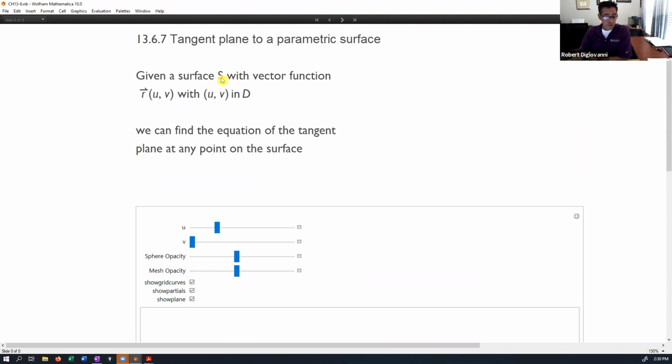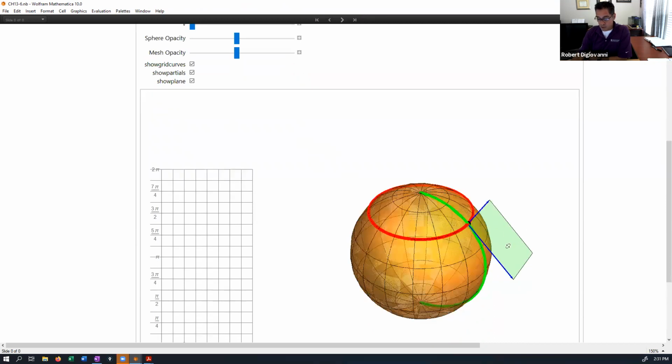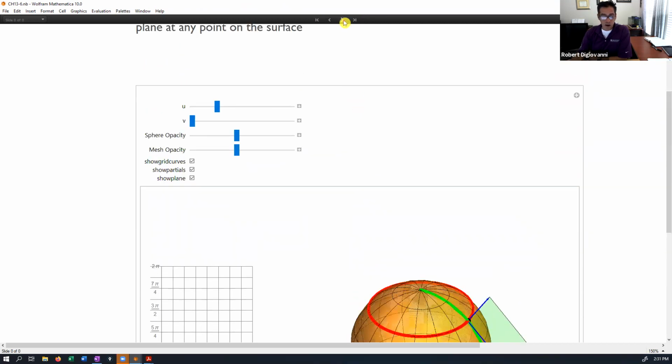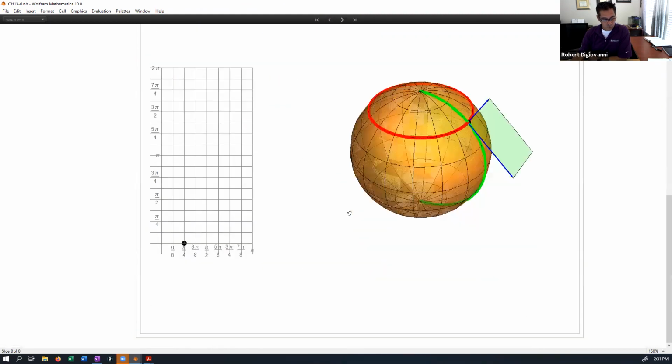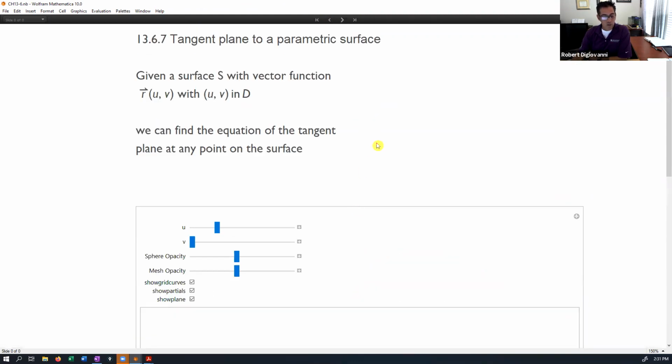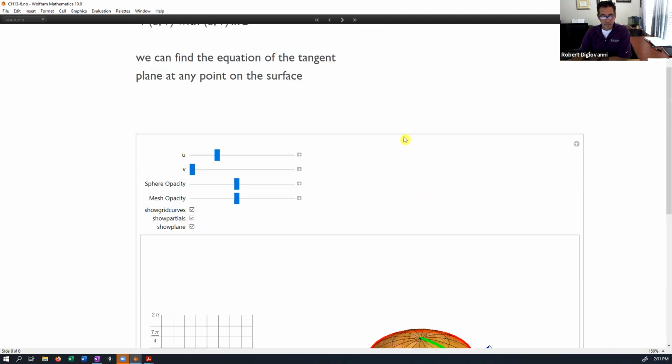So if we're given a surface with the vector equation, we can find the equation of the tangent plane at any point on the surface. So we will be able to find the equation of that plane, but it will require a calculation. So what do you think we're going to have to do to find the equation of a plane at a point? Calculate the partial? Cross them? Yeah? Okay.